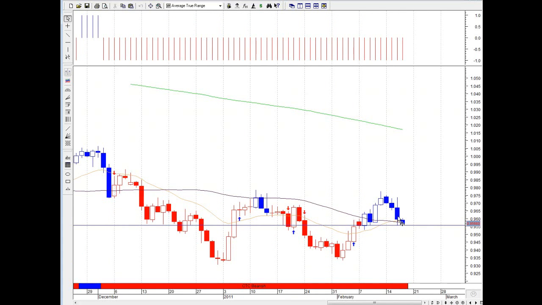Now, you'll notice that the pair has traded above the 50 period. This is the first time the pair has actually broken above the 50 period moving average, this purple line, in as many weeks. In fact, the last 2 months of trading. So, a bit of a bullish sign.